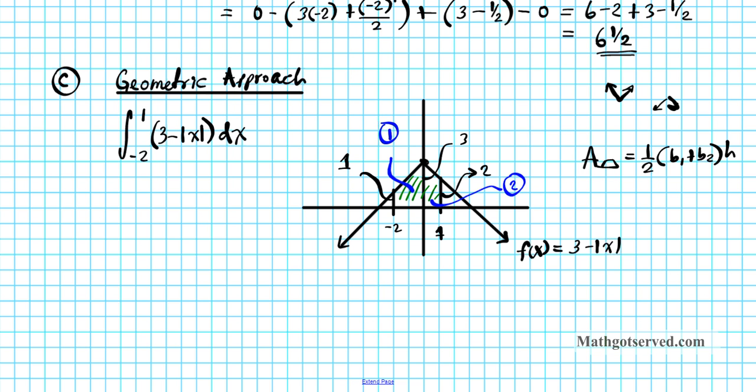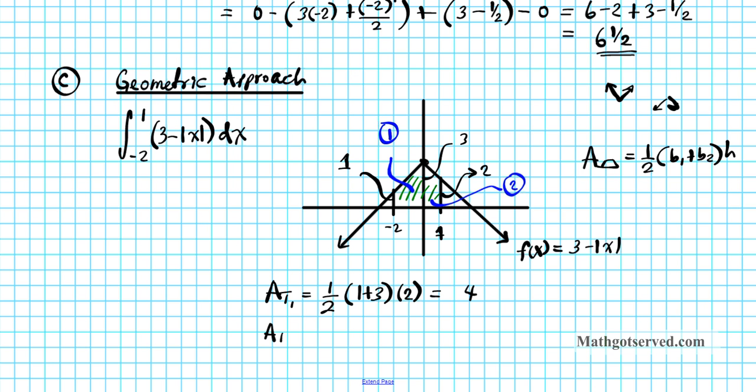So the area of trapezoid 1 is going to be 1/2 times base 1 and base 2, which are given by 1 and 3. So 1 plus 3 times, what is the height of trapezoid 1? It's 2 units long, so times 2. Let's go ahead and simplify that. We have 1 plus 3 is 4, 4 times 2 is 8, half of 8 is 4.